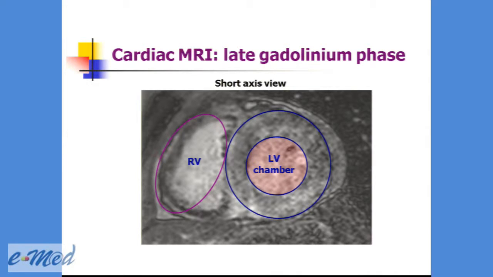Let's focus on the left ventricular chamber. Usually the myocardium should not enhance, because it's the myocardium and it doesn't take up the gadolinium. But if there's something that infiltrates the heart, then gadolinium will enter. You see it's whitish.